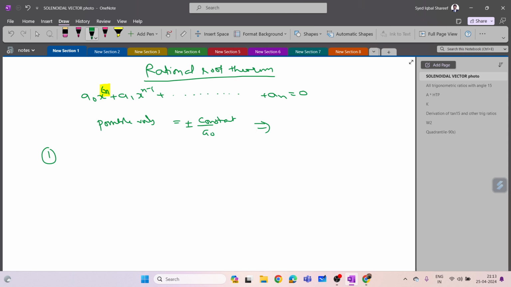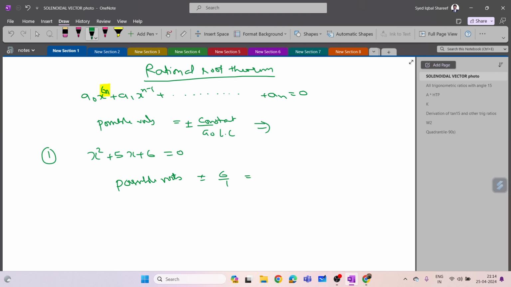Suppose we find the roots of the quadratic equation x square plus 5x plus 6 equal to 0. Here we are finding the quadratic roots. So what is the leading coefficient? This a0 is the leading coefficient. So the possible roots are the constant by the leading coefficient, plus or minus 6 by 1.